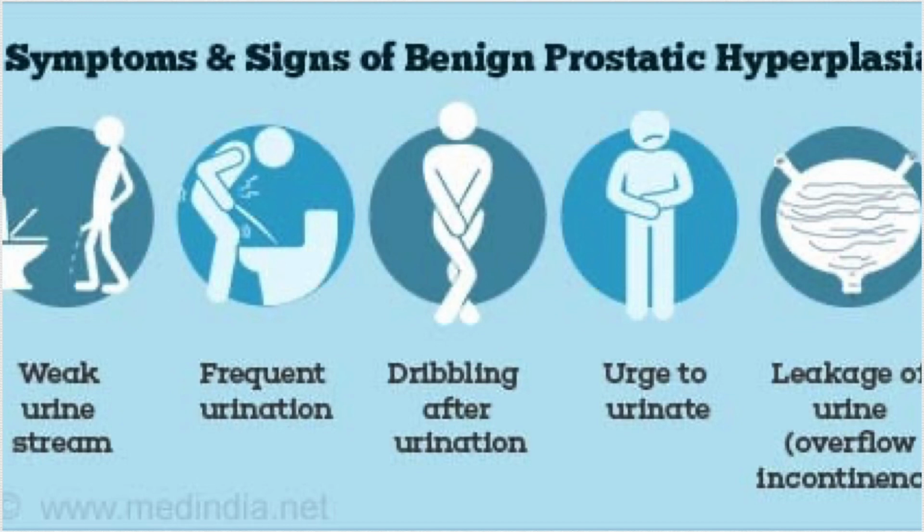So here are some signs and symptoms of benign prostatic hyperplasia: weak urine stream, frequent urination, dribbling after urination, having the urge to urinate, and urinary incontinence.